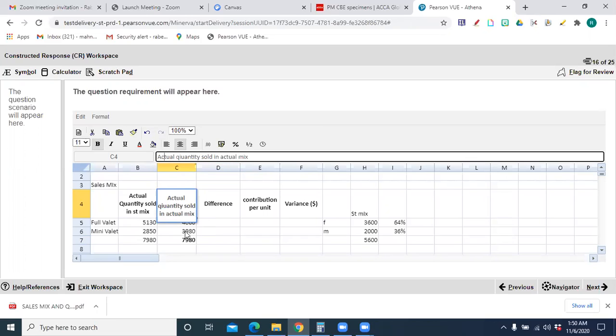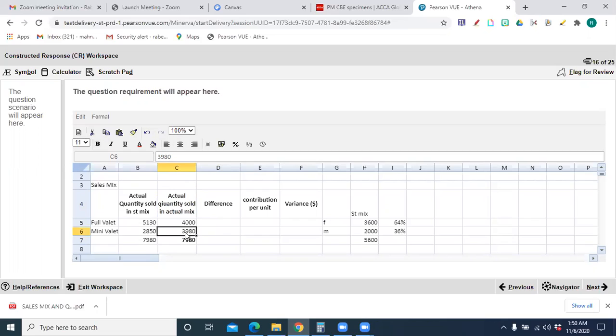Now tell me, write in the chat box, what would have happened to the sales mix variance? Would it be favorable or adverse? Let me calculate the difference as well. So the difference is this, Control C, Control V.